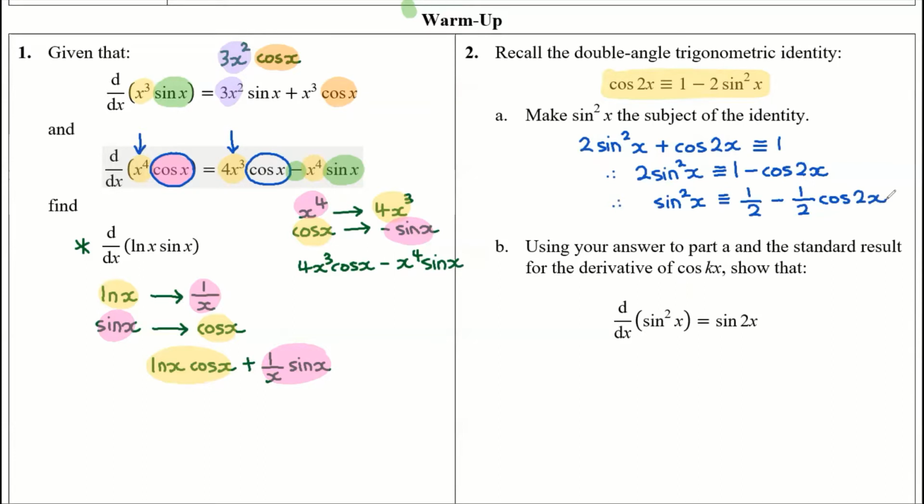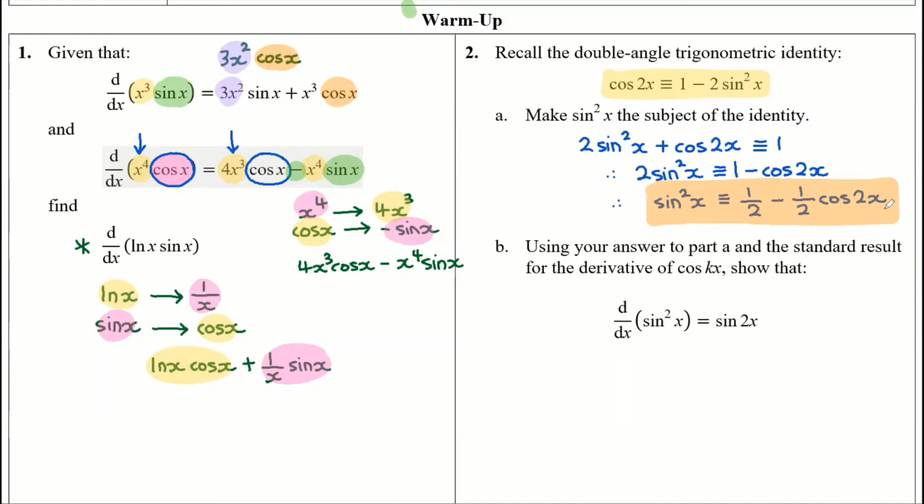Now, although it's just a simple exercise in rearranging an identity, that is a really important result you're going to see quite a lot from now on, as we embark on this journey through calculus together. So just keep that at the back of your mind. Now for part B, it says using your answer to part A and the standard result for the derivative of cos kx, show that the derivative of sine squared x is equal to sine 2x. This is a surprising result, isn't it? The derivative of sine squared is sine 2x.